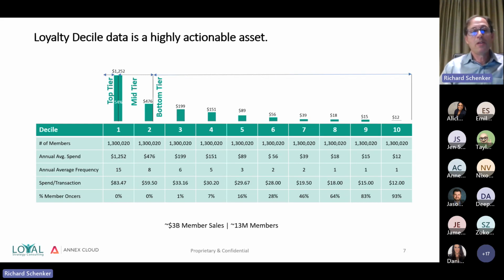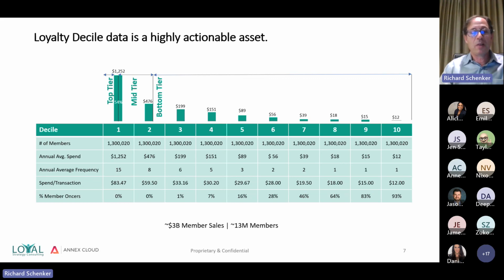Okay. There are a number of fields on here that I'd like to orient you to. One is, as we talked about, the average annual spend, the annual frequency, and the spend per transaction. We could have had the percent margin. We could have had the percent penetration of private label. There are so many other fields that we can break these deciles down by.